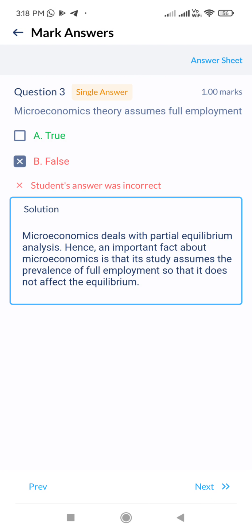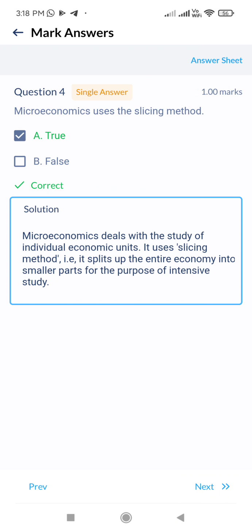Okay, so the correct answer. Once again, microeconomics theory assumes full employment. True or false? So the student has wrongly answered microeconomics, micro. Microeconomics deals with the partial equilibrium analysis. Hence, an important fact about microeconomics is that its study assumes the prevalence of full employment so that it does not affect the equilibrium. Okay, now the next question is correct, so I am skipping this.